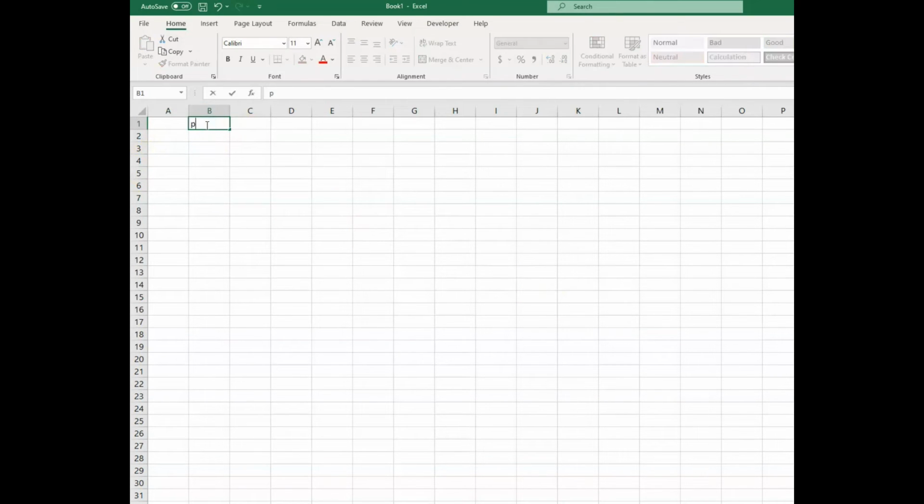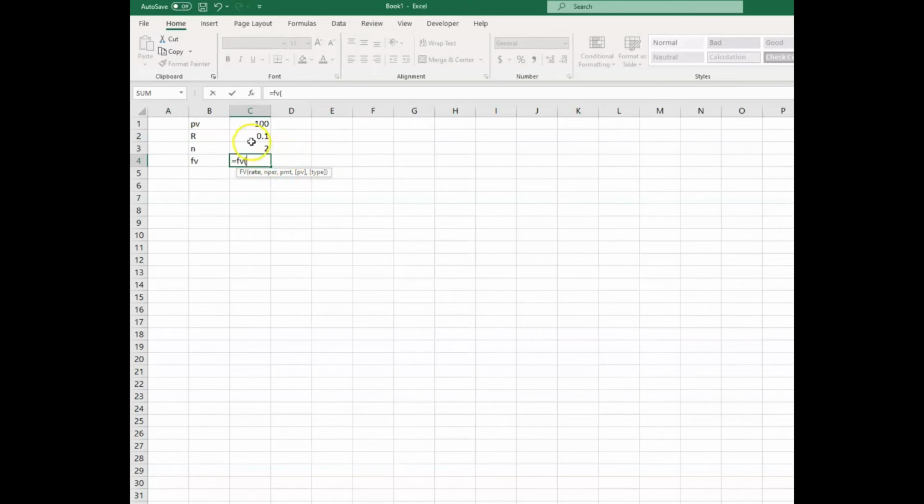Suppose we have a present value of 100, and the interest rate is 10%, so 0.1. The period is 2. So what is the future value? If we type FV and a left parenthesis, you will see this is the rate, this is the number of periods, payment is 0, and then present value. I'm going to explain type probably in the next chapter.